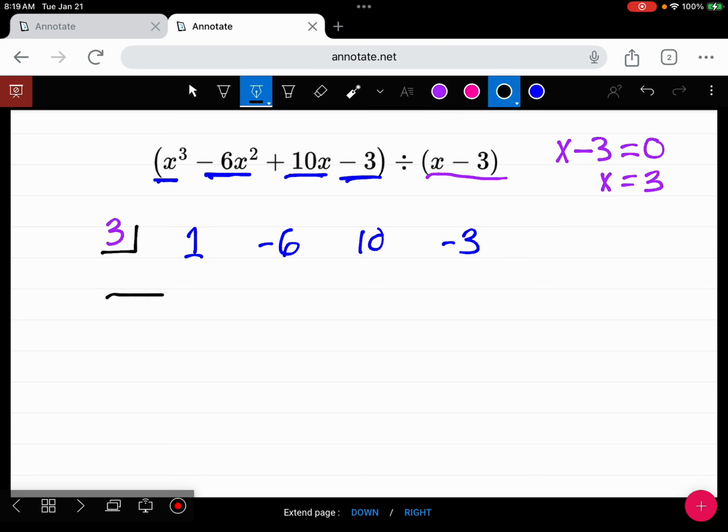We're going to put a big old line underneath this. And that's our setup. That's how we build this. That's how we start this.